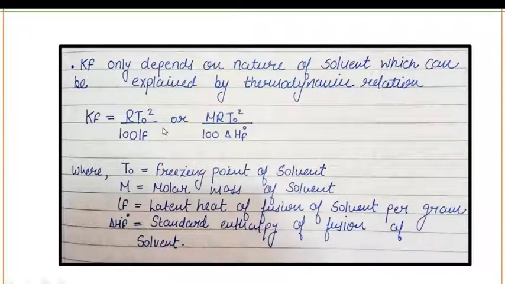Now similarly, we have studied the elevation in boiling point. If you have been asked to calculate the value of Kf according to the thermodynamic relation, you simply have to remember this formula. Again, Kf is equals to R T naught square into M divided by 1000 into Lf, or M R T naught square divided by 1000 into delta Hf naught, where T naught is the freezing point of the solvent, M is the molar mass of solvent, Lf is the latent heat of fusion, and delta Hf naught is the standard enthalpy.